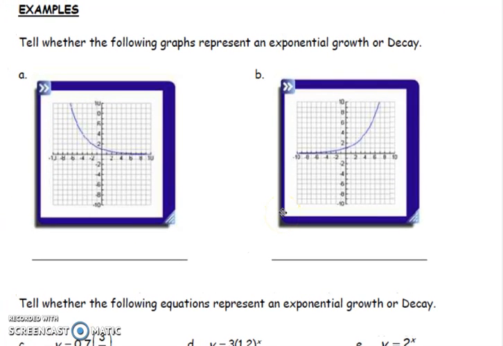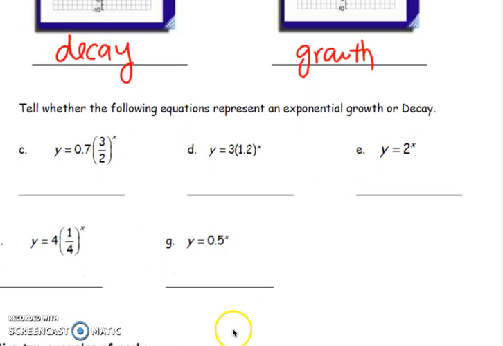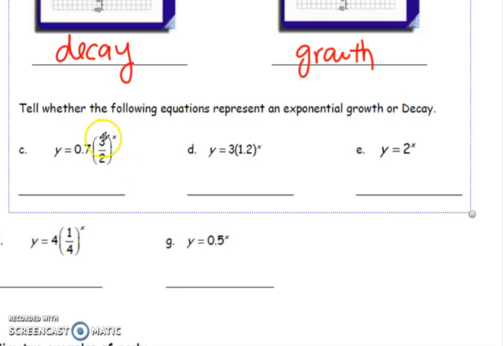A is going to be decay because it is decreasing, and B is going to be exponential growth because it is increasing. Then let's take a look at these examples down here. Notice I'm only going to look in the parentheses to determine if it's growth or decay. Type 3 divided by 2 in the calculator. You're going to end up getting 1.5, and 1.5 is bigger than 1, so it is growth. So it's an exponential growth problem.